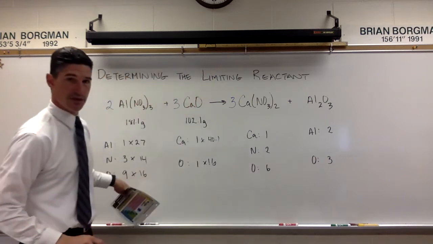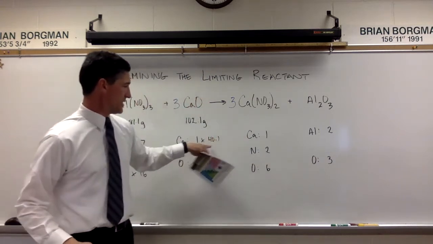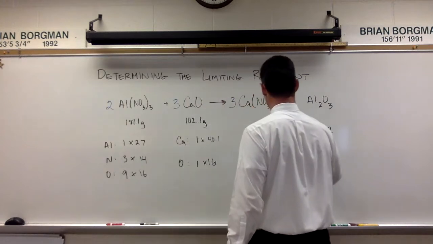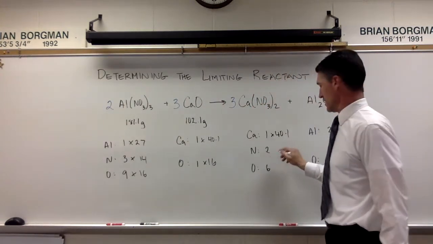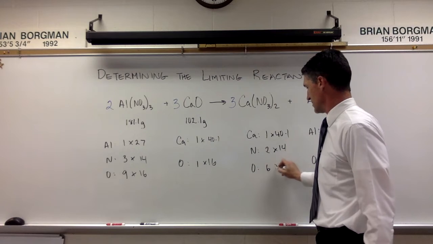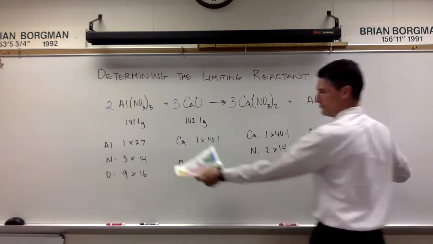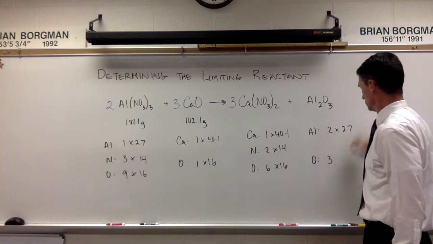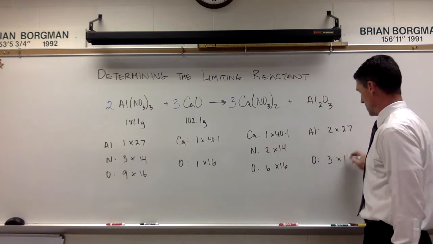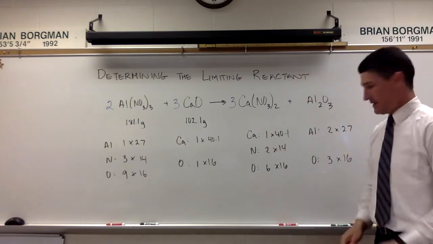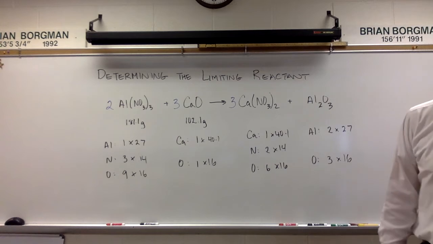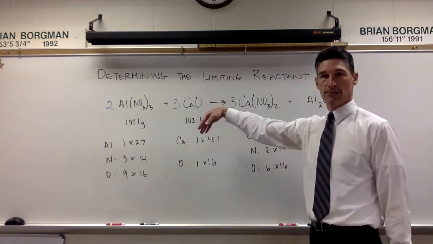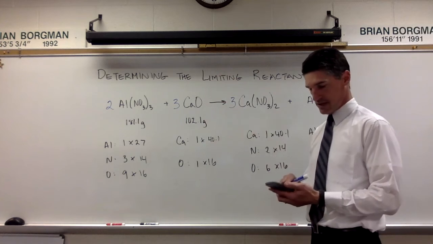And oxygens, we already know, was 16. Calcium over here, it's the same as it was over here, 40.1. Nitrogens are still 14. Oxygens are 16. Aluminum, we figured out over here, was 27. And oxygens, again, are 16. Now that I've got that set up, I can then calculate what the masses are, simply by multiplying these and then adding up the totals. Okay, so I'm going to do that real quick in my calculator.